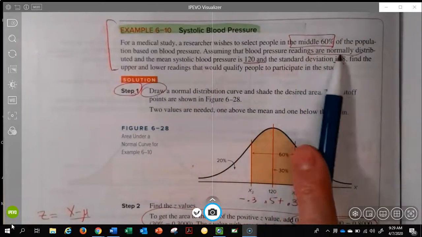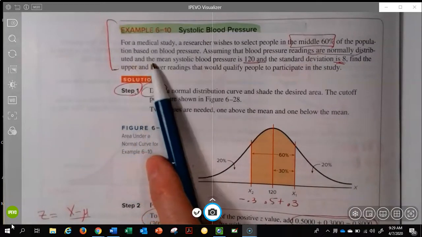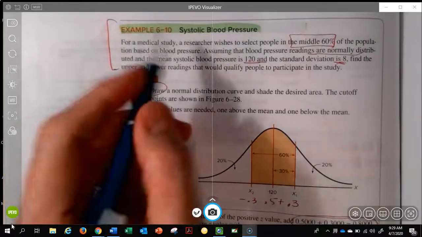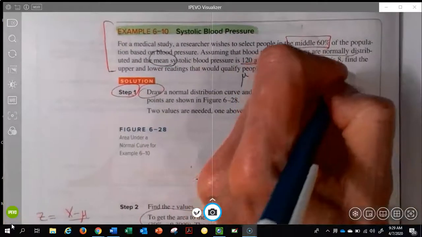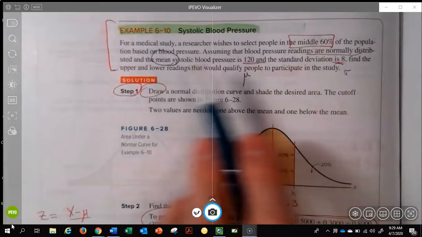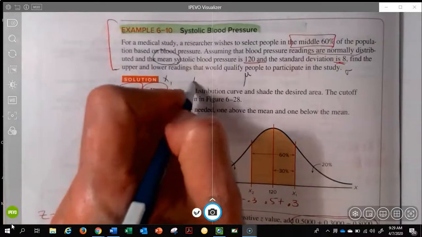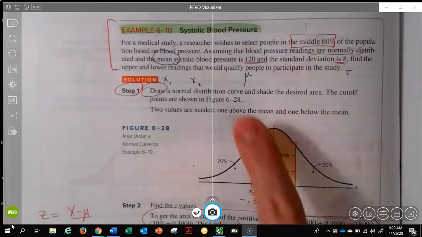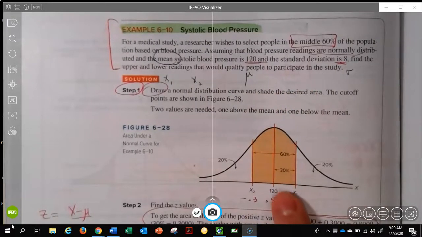Assuming the blood pressure readings are normally distributed, again, we're going to assume everything we're doing is, but they still have to say it. Find the mean systolic blood pressure. The mean systolic blood pressure is 120, there's our mean, and the standard deviation is 8. Find the upper and lower readings. In other words, we need the x at the bottom and the x at the top of that range. And to get x, we're going to repeat the process we just did in our last problem. That would qualify people to participate in the study. So they're looking for people within this range.